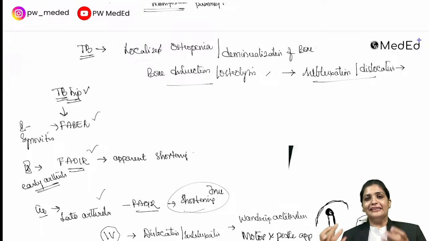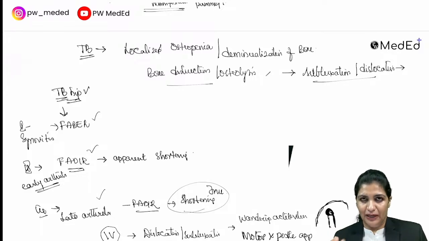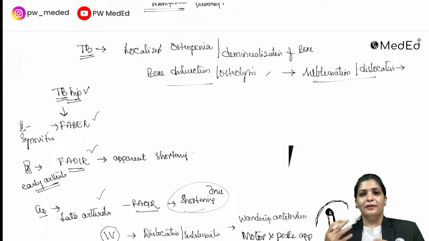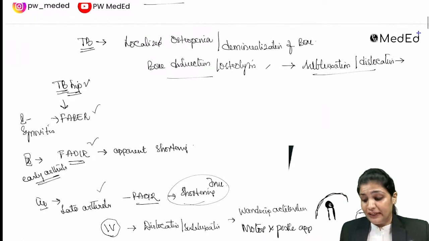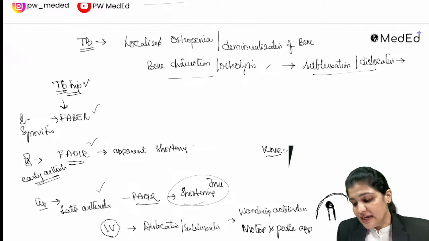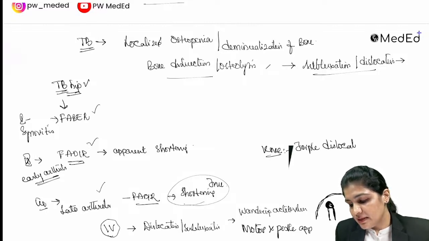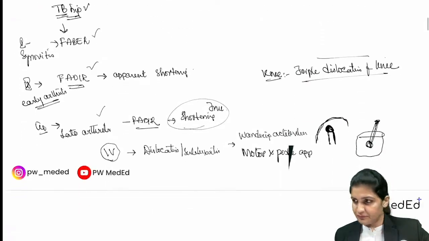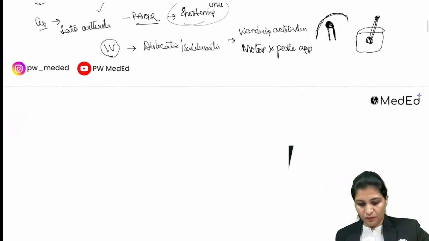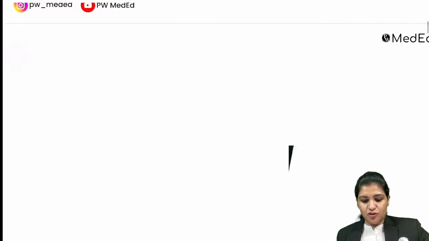In the third stage, bone destruction will be evident, and in the fourth stage you can see deformity or complete destruction, which in case of the hip presents as a wandering acetabulum, right? In case of the knee, you will see what is called the triple dislocation of the knee. So this is about the TB hip and TB knee.